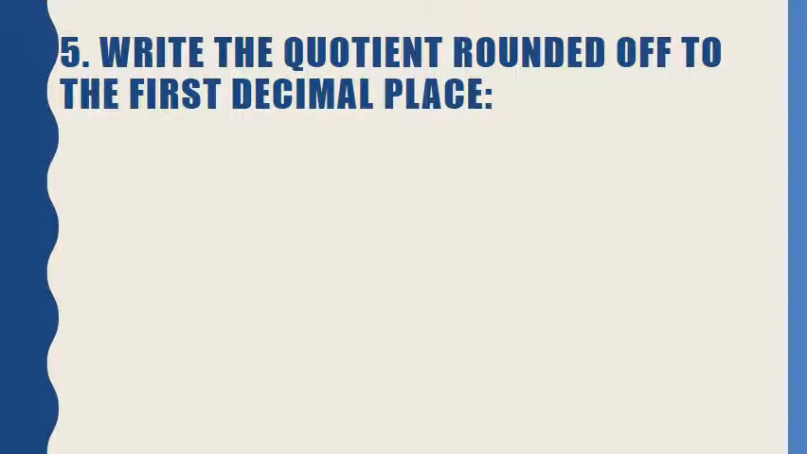Now children, let's move to the fifth question. In this question, what you are supposed to do? Write the quotient rounded off to the first decimal place. First you will do the division, and whatever quotient you will get, in that question you have to do the round off to the first decimal place. So the A part of question number 5 is 17.193 divided by 7. So let us divide 17.193 by 7.